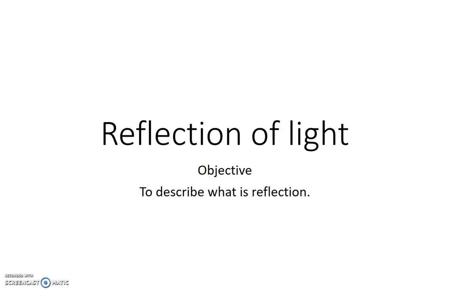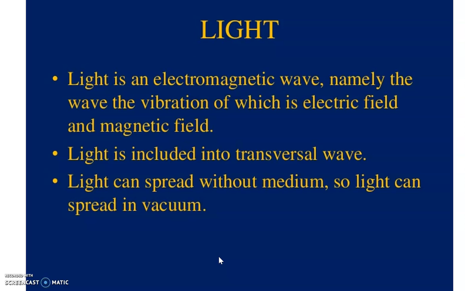Let's start with the first lesson for term 3, lesson 1, reflection of light. The objective for today is to describe what is reflection. Since we are going to learn the reflection of light, first we will start with what light is.